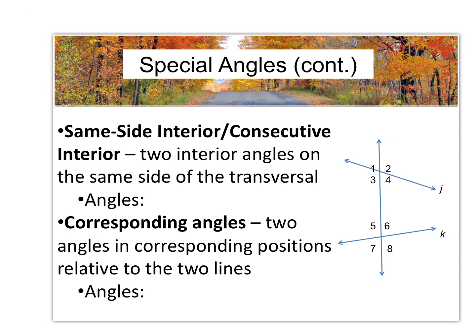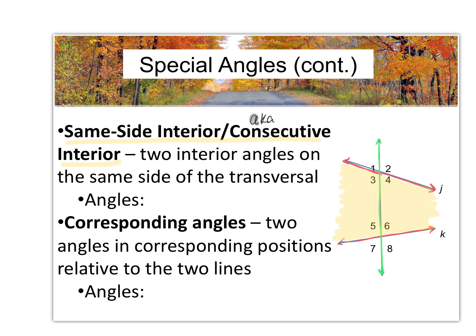There's a couple more here, and again, we're going to stay consistent, right? We started with line J, we have line K, we have our transversal here in green, and I'm going to do the same thing. I'm still going to color in the interior portion of all of this, okay? So I know the interior is here in between J and K. And so the next thing we're going to talk about are same side interior, also known as consecutive interior.